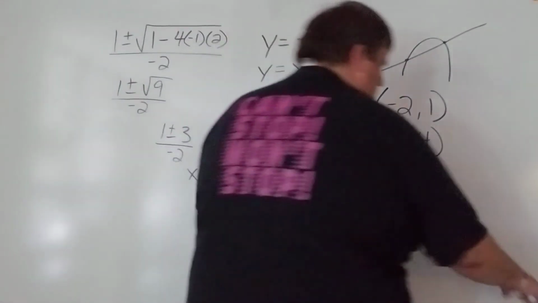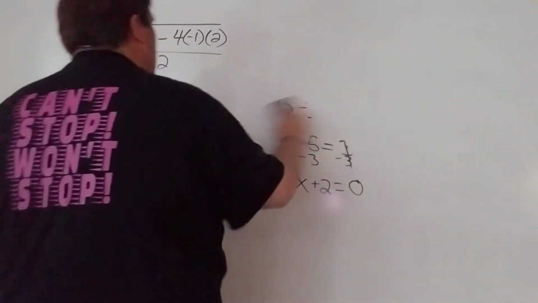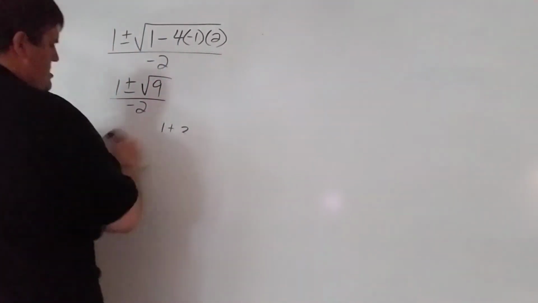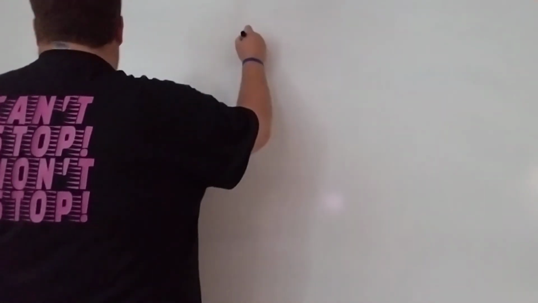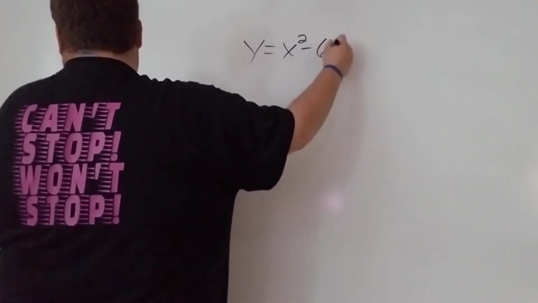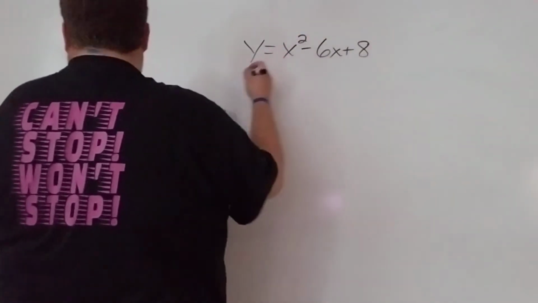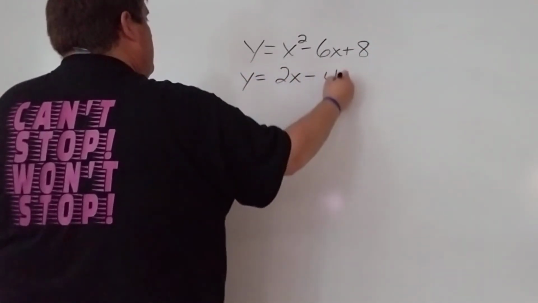Now you can also eliminate here, which I wanted to show you as well. So let me show you a different one and show you what the elimination will look like. Let's see. So we have y equals x squared minus 6x plus 8, and y equals 2x minus 4.